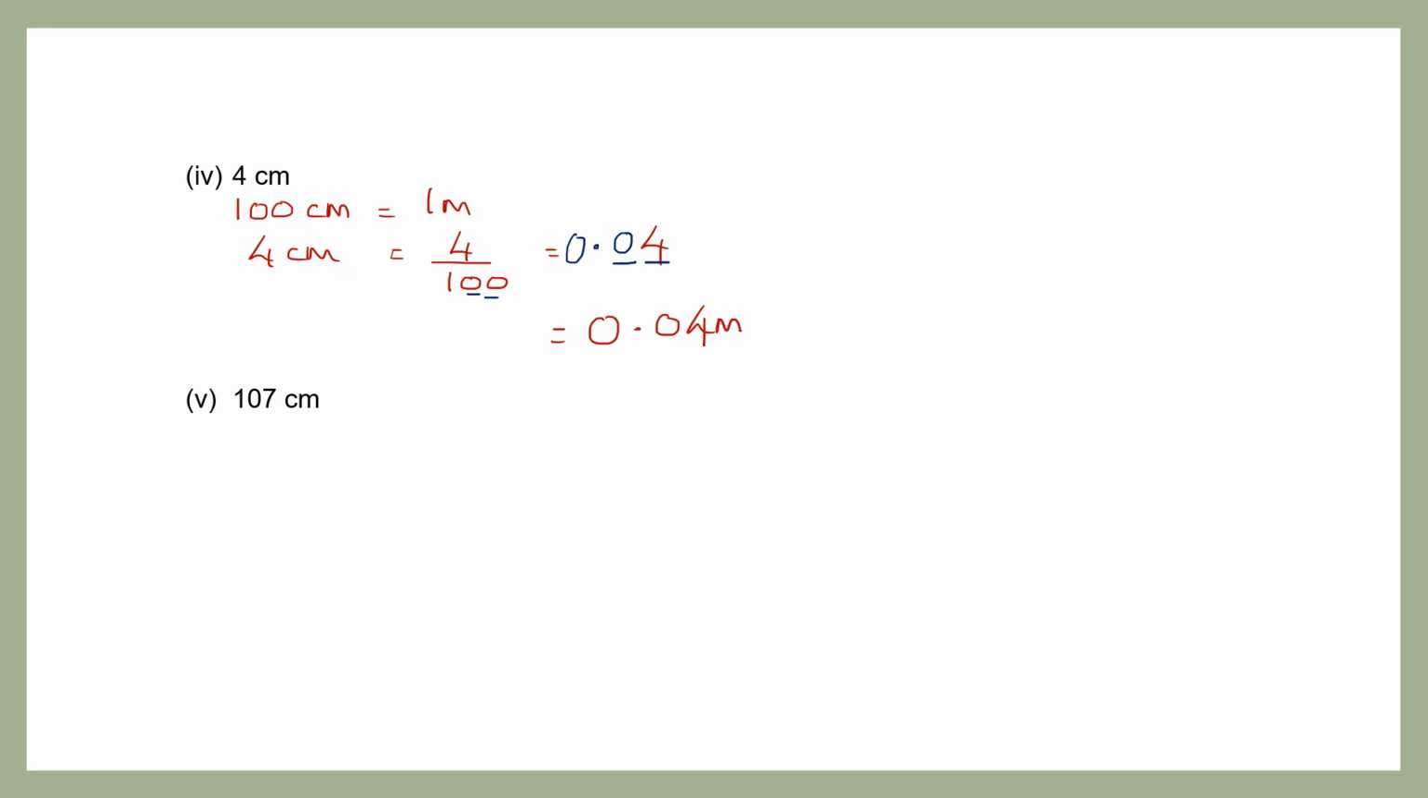107 centimeters. So 100 centimeters make 1 meter. Therefore, 107 centimeters will be 107 divided by 100. So let me write that as a whole number, 107. Look at the denominator, two zeros. My point will move two places to the left and come here. So what do I have? 1.07 meters.